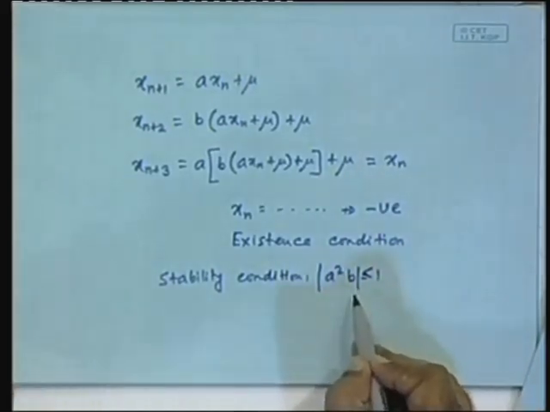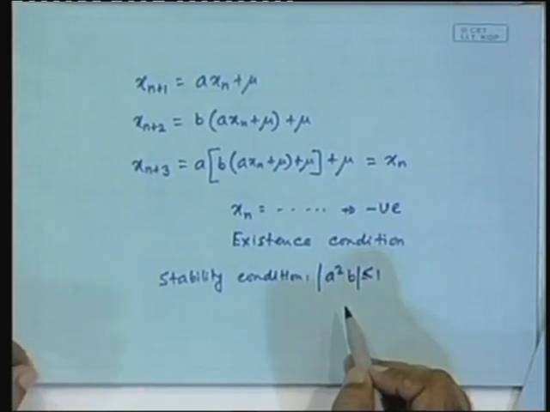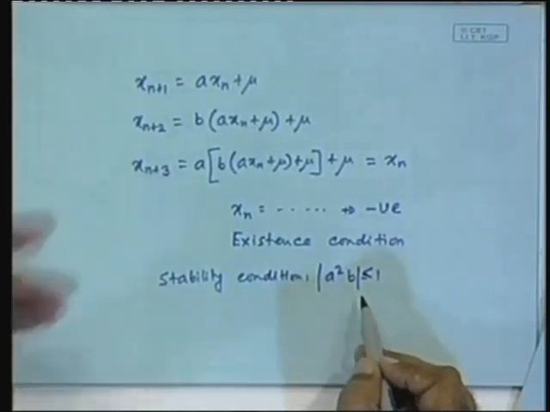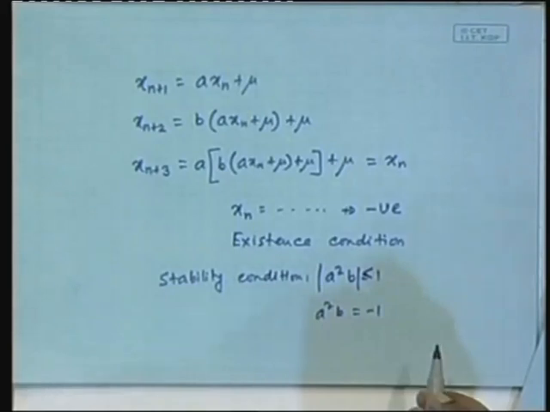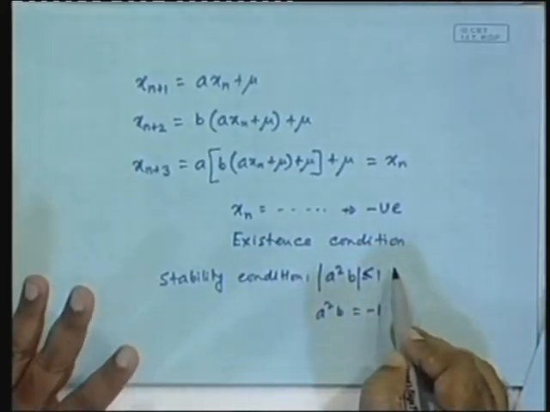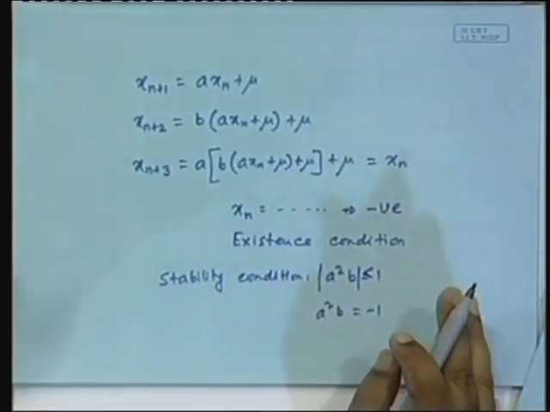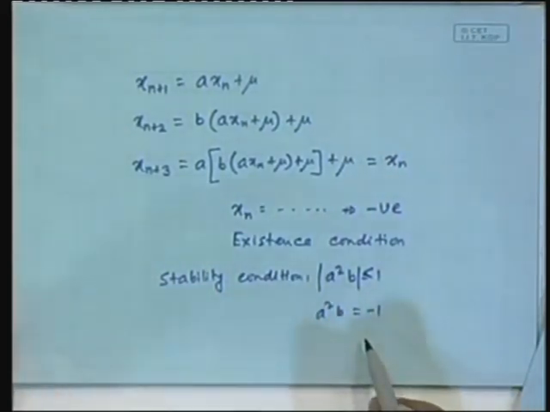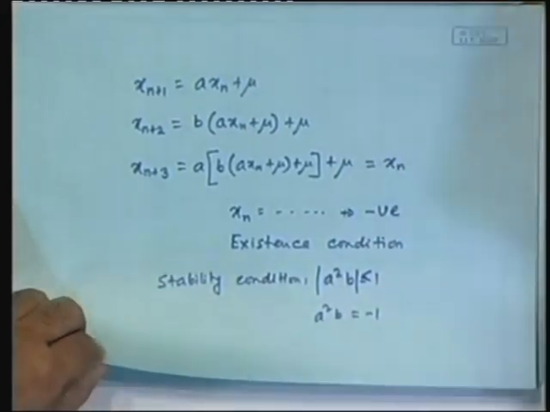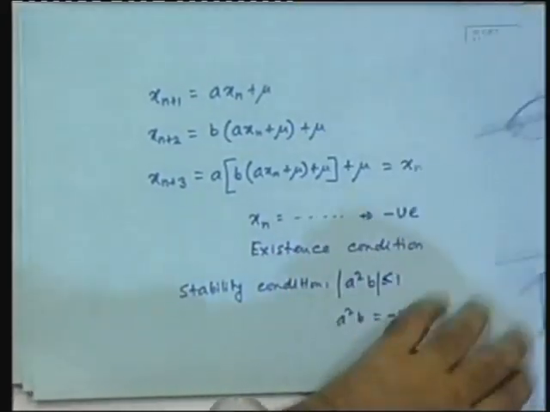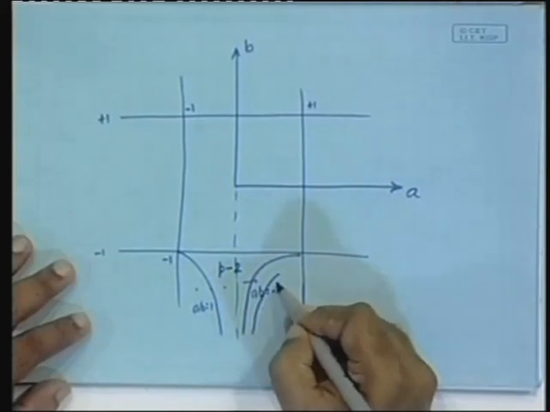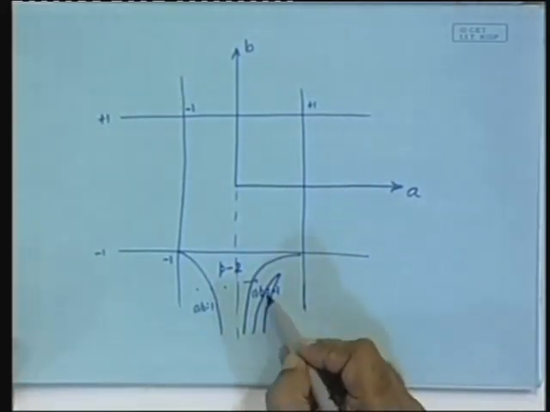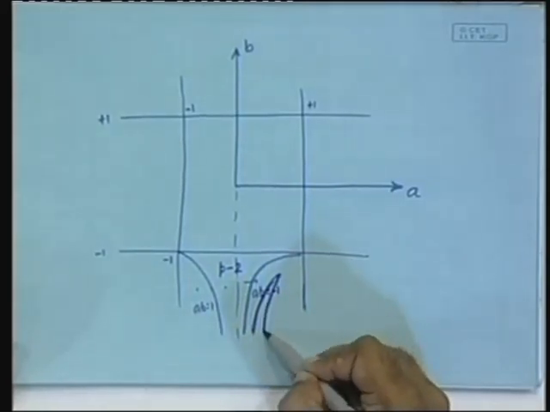And obviously, this can also be violated in 2 possible ways. If you consider the period doubling condition, then A square B equal to minus 1 is one violation condition. So, we obtain 2 possible conditions in which this orbit either ceases to exist or ceases to be stable. Now, if we superimpose that on this, you will get a range that is something like this. Here is the condition for existence and here is the condition for stability that we just talked about.